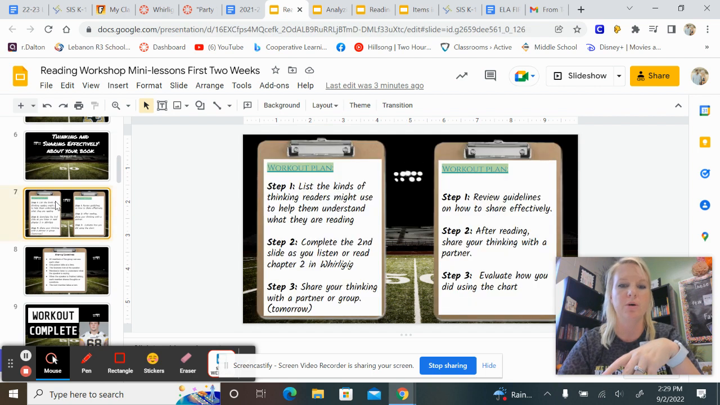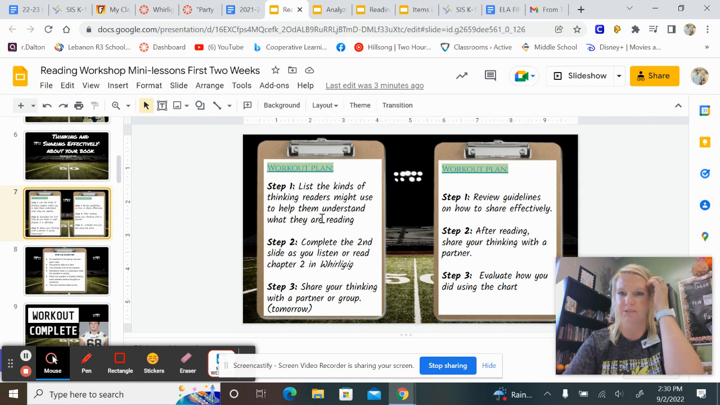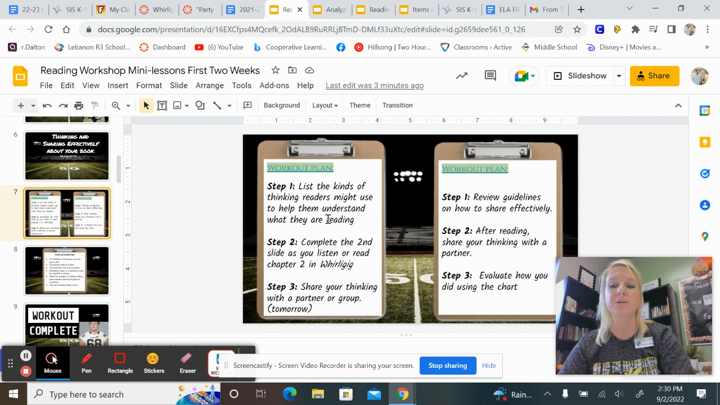Okay, so when we're looking at this, we want to list kinds of thinking readers might use to help them understand what they're reading. So with that, we're going to talk more about questions, making connections, visualization, those kinds of things. And specifically, we're going to focus on the question aspects. Okay. So we're going to be coming up with questions as we read chapter 2.